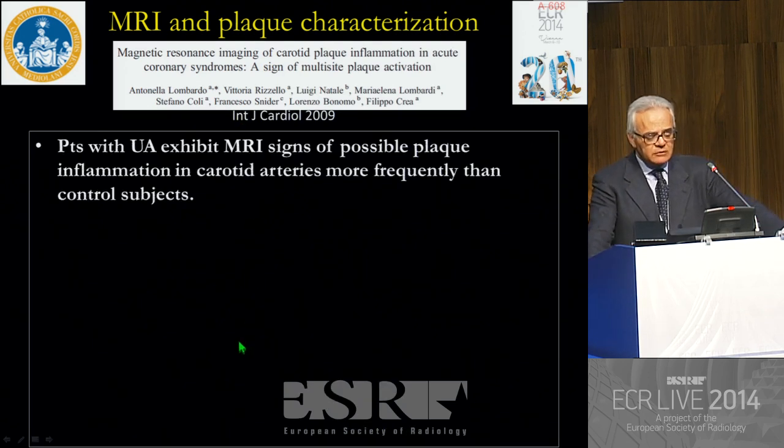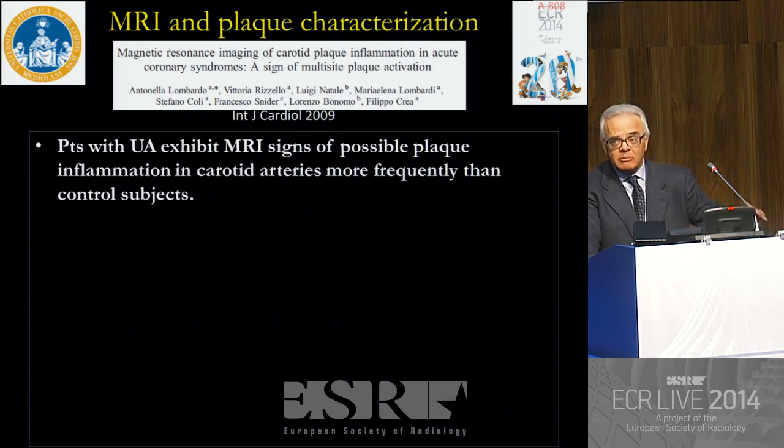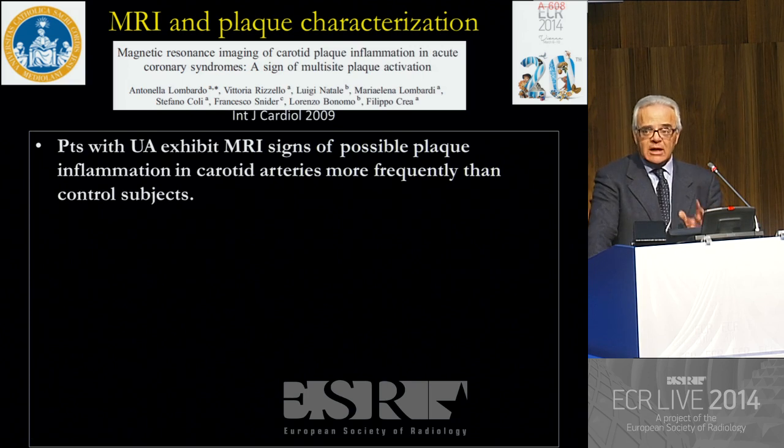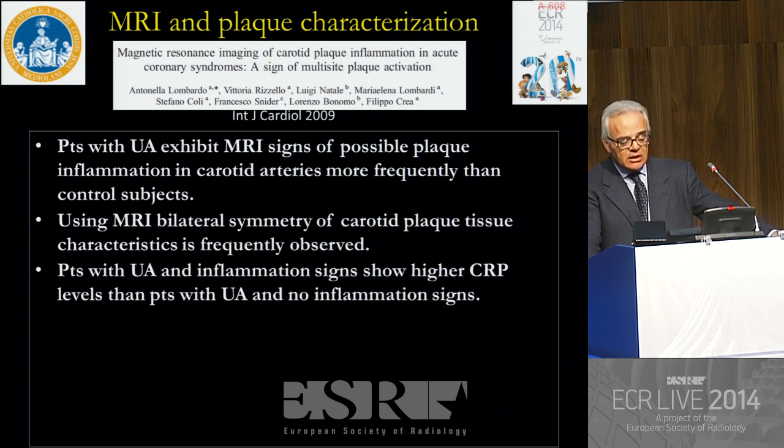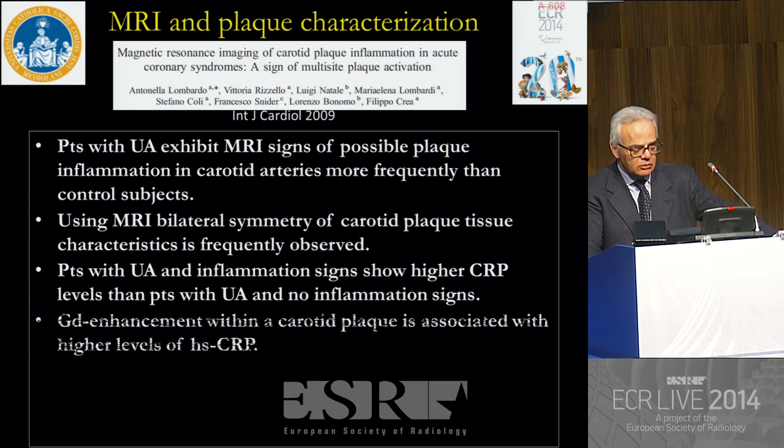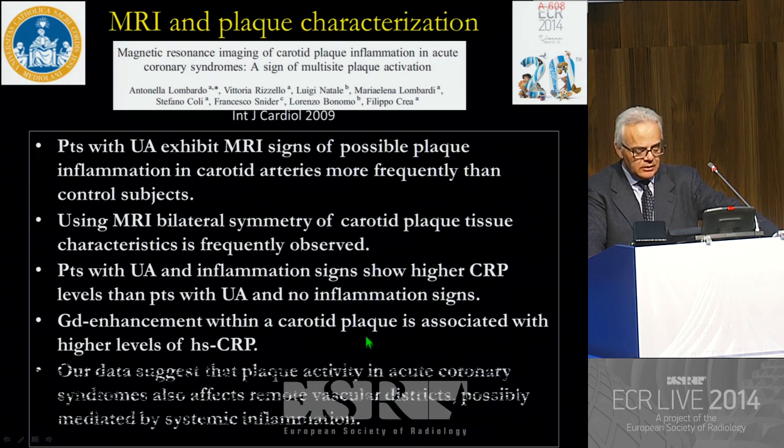So we can conclude from these studies that patients with unstable angina exhibit MRI signs of possible plaque inflammation in carotid arteries more frequently than control subjects, meaning control subjects as non-healthy subjects, but patients with stable angina. Another important point is that patients with unstable angina and inflammation signs at MRI show higher CRP levels than patients with unstable angina and no inflammation signs, even if this is a minority of our patient groups. And that gadolinium enhancement within a carotid plaque is associated with higher levels of CRP.